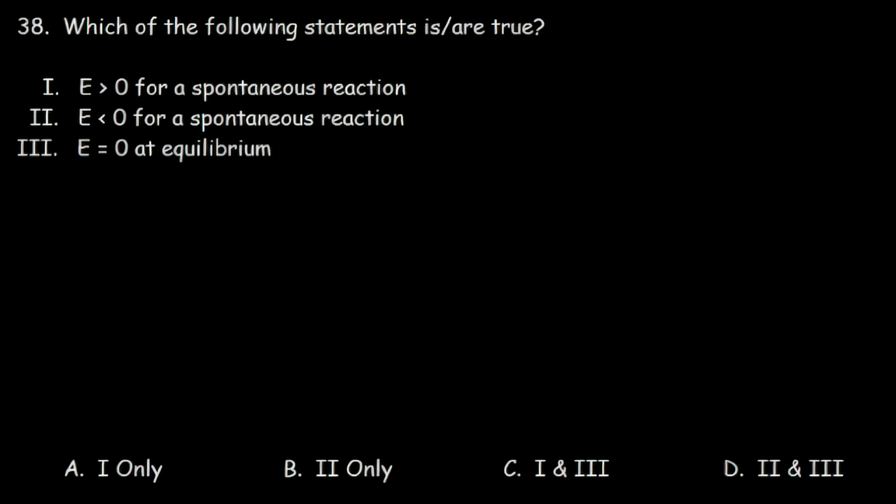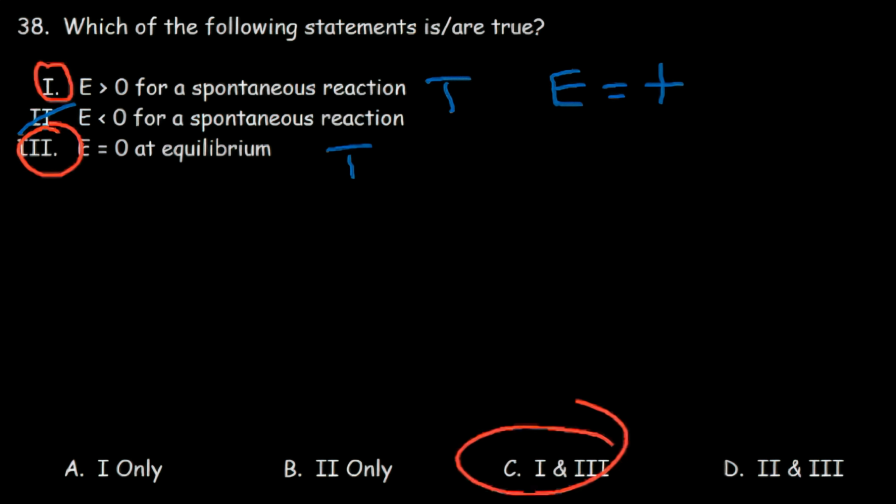38. Which of the following statements are true? 1 is a true statement. Whenever the cell potential is greater than 0, or if it's equal to a positive number, the reaction is spontaneous. 2 is false. If it's less than 0, it should be non-spontaneous. And 3 is true. If the cell potential is equal to 0, then the system is at equilibrium. So the correct answer for this problem is 1 and 3. So C is the right answer. So those are just some facts that you have to commit to memory.